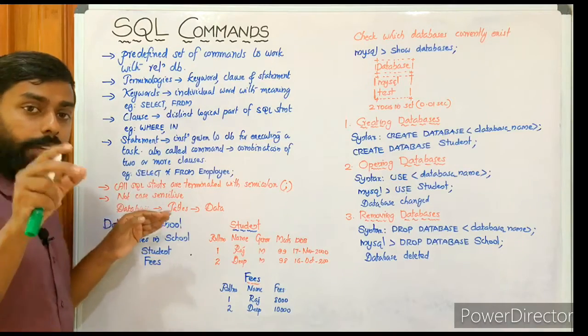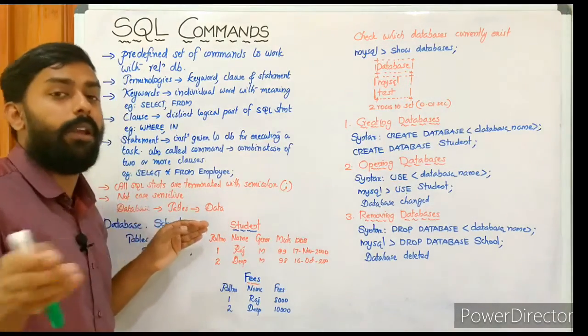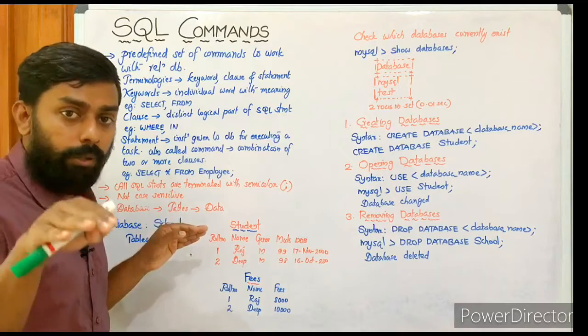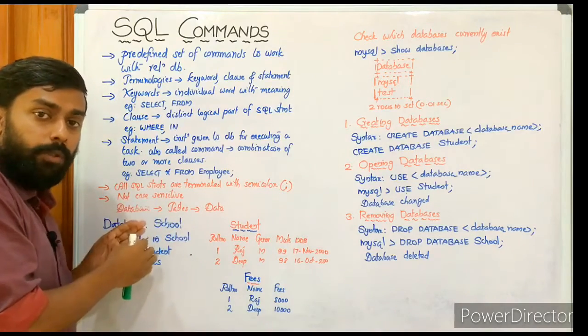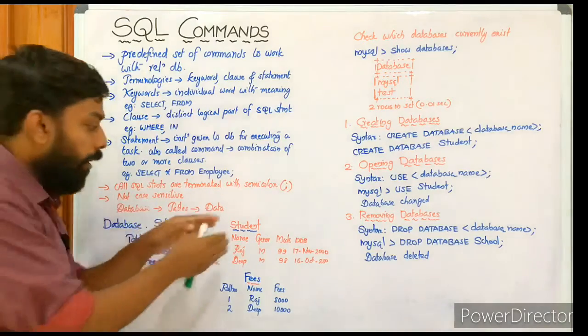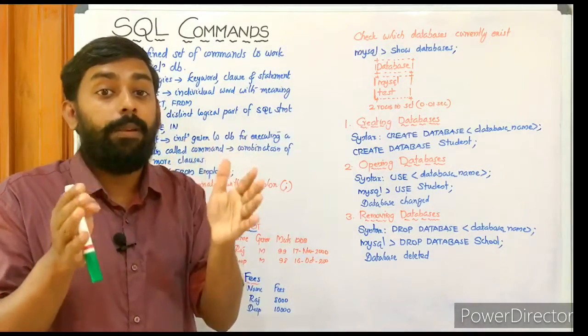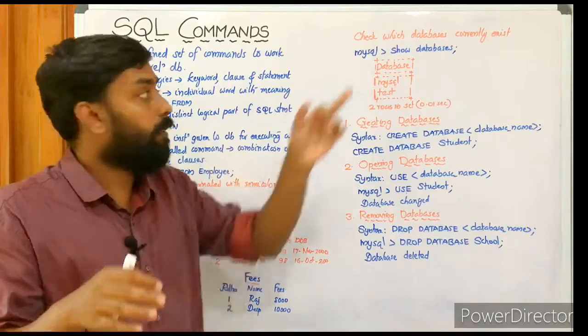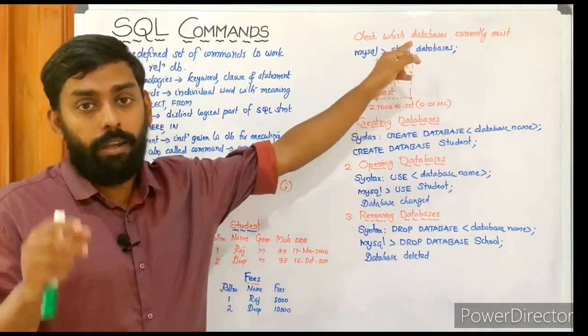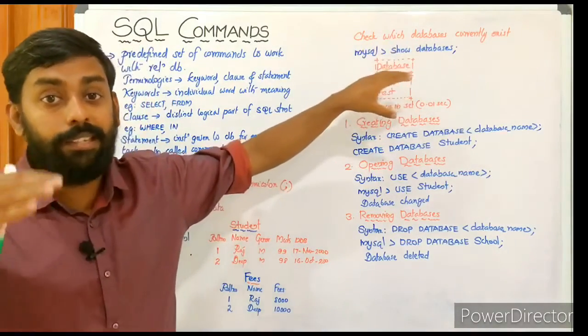First we have to create a database. After that you can create tables in the database. After that you can insert data values into the table. Here the database is school, and we have two tables, student and fees. We have a sample table here. First we check which databases already exist, just by using show databases semicolon, which shows all the existing databases.